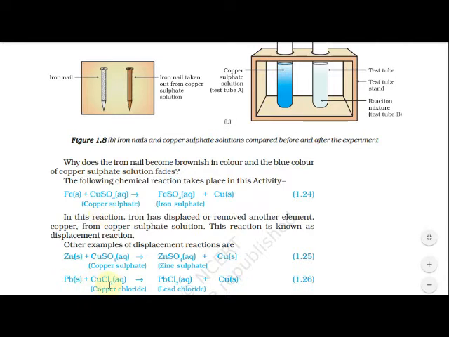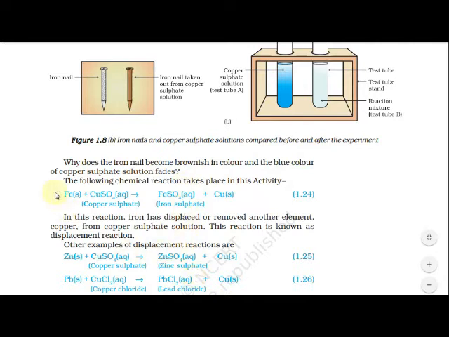Pb plus CuCl2, copper chloride. Pb plus CuCl2 gives PbCl2 plus Cu. Here lead chloride is formed. When Pb is immersed into CuCl2 solution, copper chloride solution, PbCl2, lead chloride, is formed from CuCl2, and what is displaced? Cu is displaced.